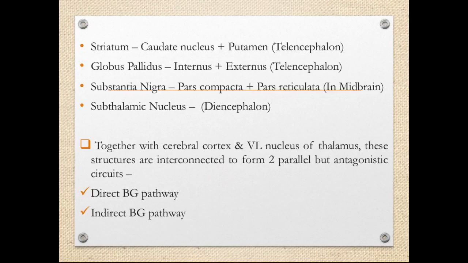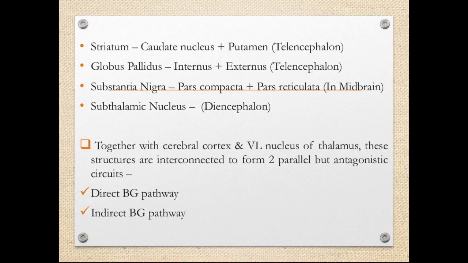One is the direct basal ganglia pathway and the other one is the indirect basal ganglia pathway, and both of them are antagonistic to each other. It means the direct pathway was excitatory and the indirect basal ganglia pathway was inhibitory. That's what we covered in the previous lecture, right?